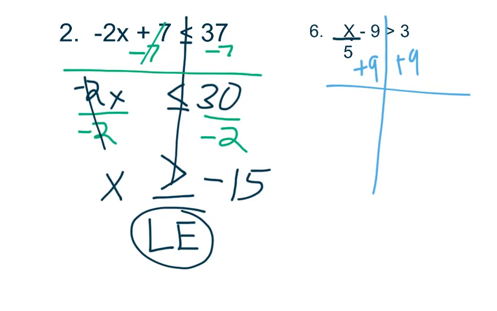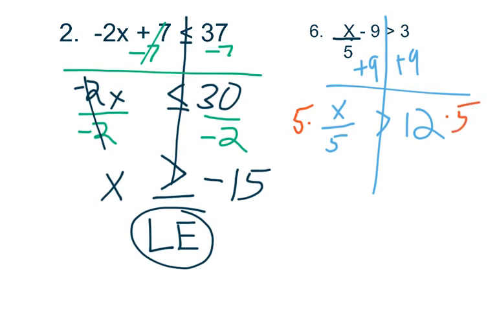Okay, so that's just going to leave me with x over 5 is greater than 12. Not x to the 5th, x over 5. So that is x divided by 5. So I've got to undo that division. Now, what undoes division? Multiplication. So I'm going to multiply both sides here by 5. So multiply this by 5 and this by 5.